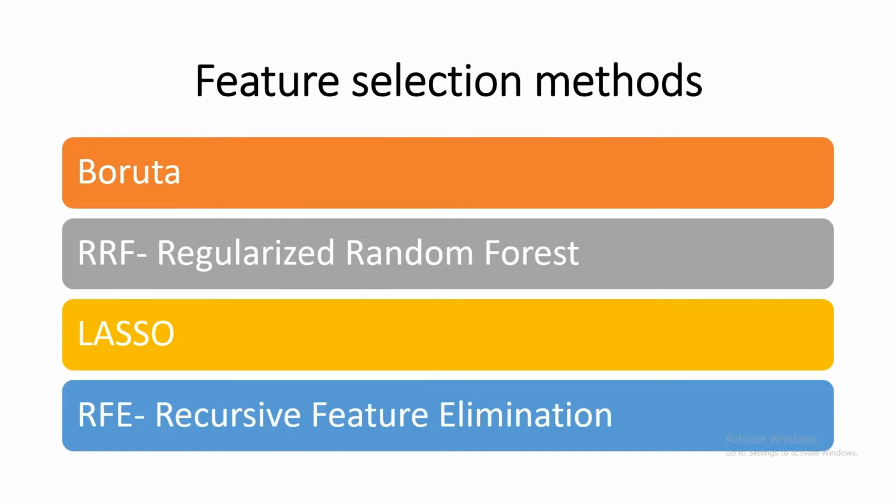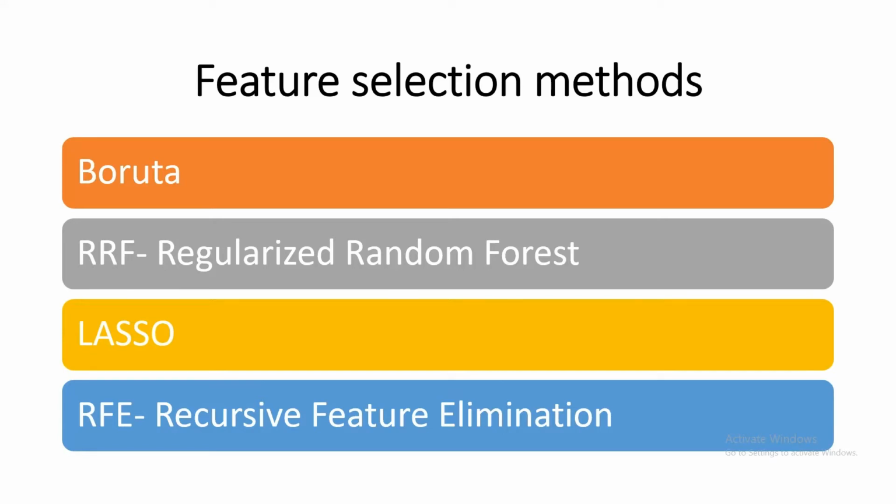set. And the methods that I will be talking about today are the Boruta method and RRF, which is regularized random forest. It's a type of random forest method, and LASSO, and finally recursive feature elimination. So using these four methods, I will also be showing you a demo with R and RStudio, and how I select features from the existing features in my data set.